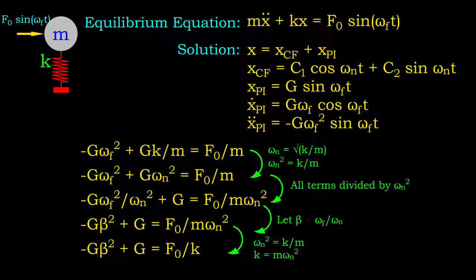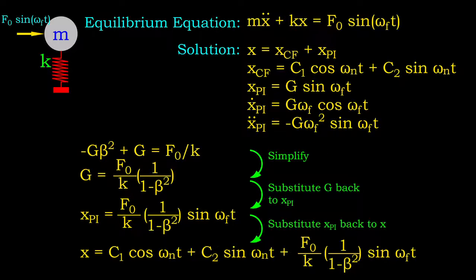After that, let beta be the ratio of loading frequency to the natural frequency of the system. We can now try to express the constant g in terms of other variables. Once we succeed, we can substitute it back to our particular integral. Then, recalling the solution x consists of complementary function and particular integral, we have now obtained the general form of that solution. You may have noticed that we still have two unknown constants, C1 and C2 remain unsolved.